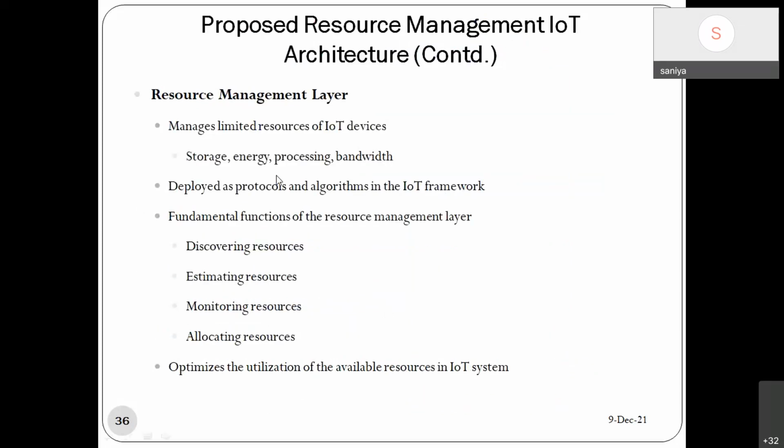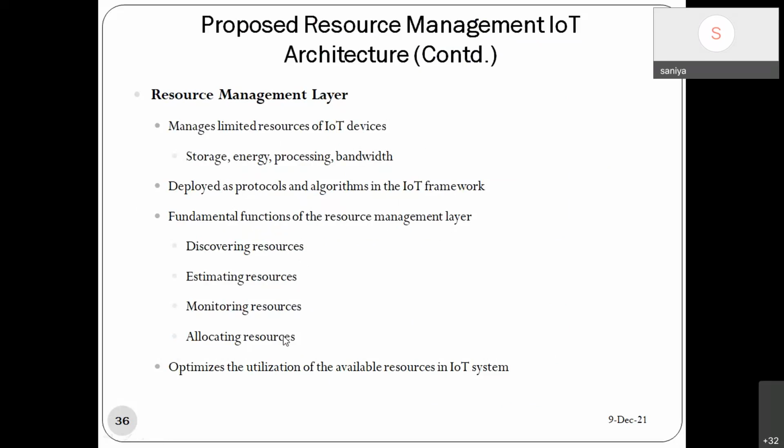What it has to do is manage the limited resources of IoT devices: storage, energy, processing, and bandwidth. These are normally deployed as protocols and algorithms in the IoT framework. Now, what are the fundamental functions of IoT resource management? Discovering the resources, estimating the resources, monitoring the resources, and allocating the resources.